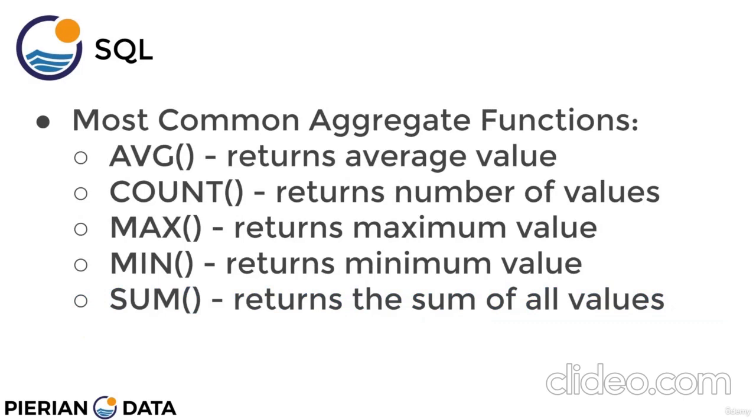There's count, which we're actually already familiar with. It returns the number of values or rows returned. Then there's max and min, which return maximum and minimum respectively. And then there's sum, which returns the sum of all the values. So it adds everything up in that particular column.